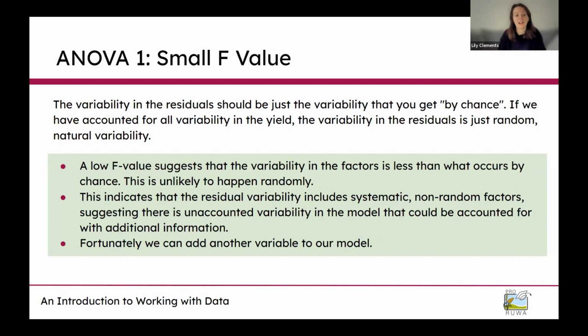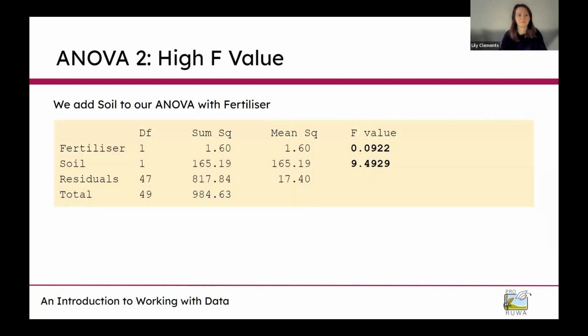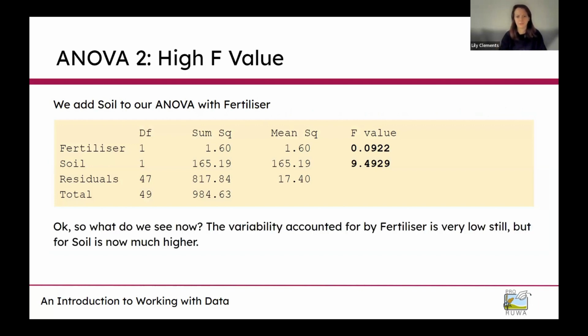Fortunately, we can add another variable to our ANOVA. So we add soil to our ANOVA, alongside fertilizer. We notice now that there's one thing. The variability accounted for by fertilizer is still very low, but for soil, it's much higher. It's 100 times higher, if we want to look at it that way.